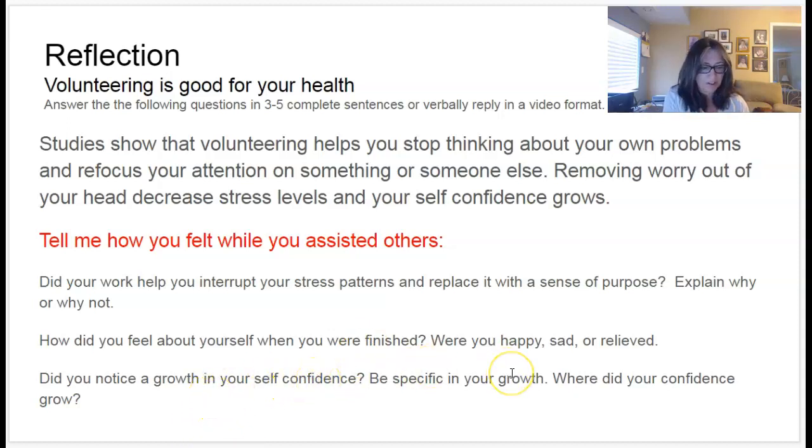Be specific. Like I said, if you were shy, did you talk more? Did you take the initiative? What is it about your confidence that you saw grow while you were doing your volunteer work?